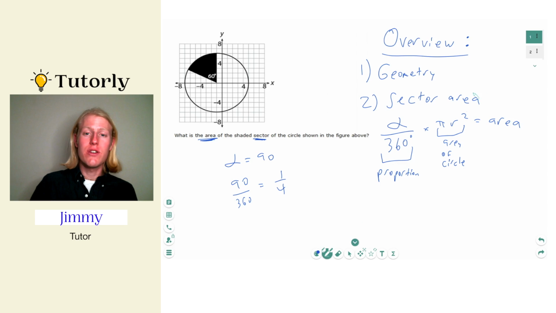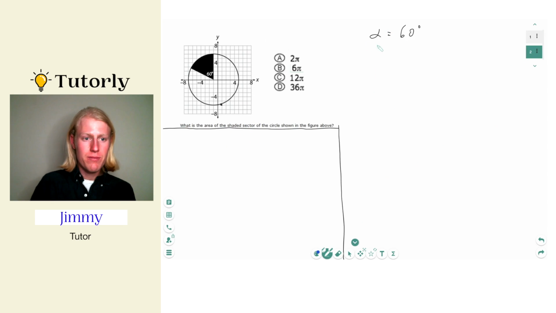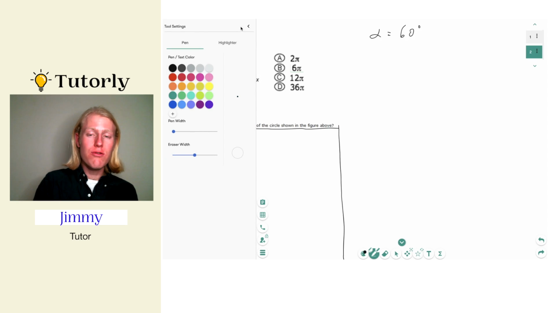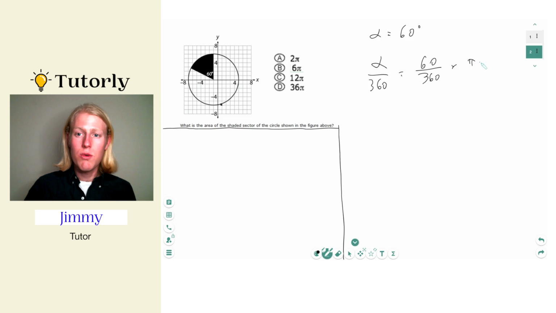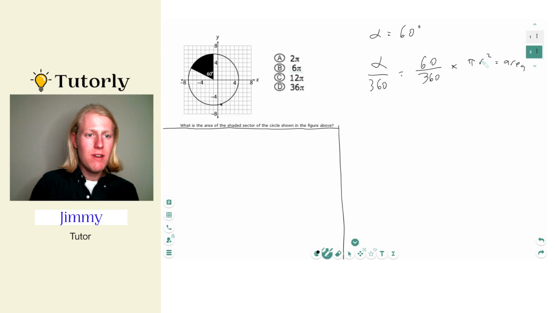Let's actually work through our problem now. Our central angle in this case is 60 degrees, so alpha equals 60 degrees. Alpha over 360 is 60 over 360. Now we multiply that by pi r squared, and that will give us our area. What we need now is our r. That's our last unknown, so we need to figure out what our radius is.